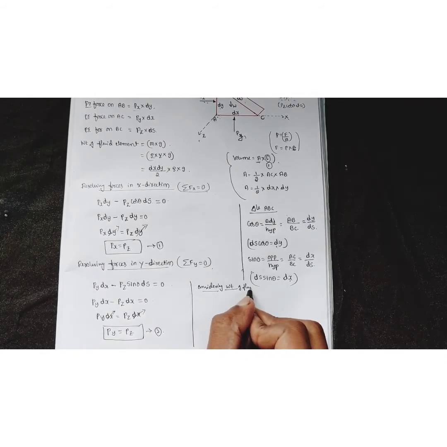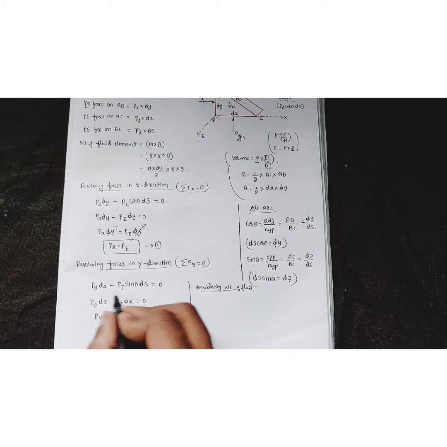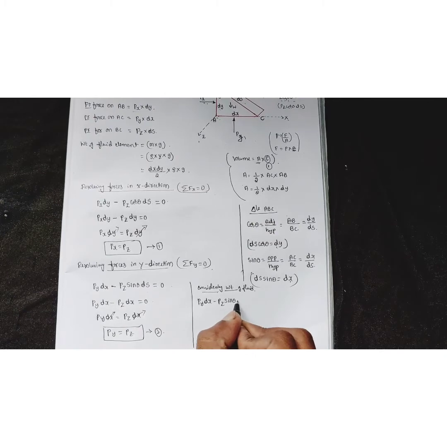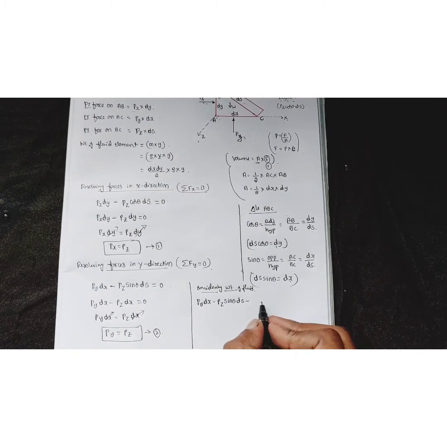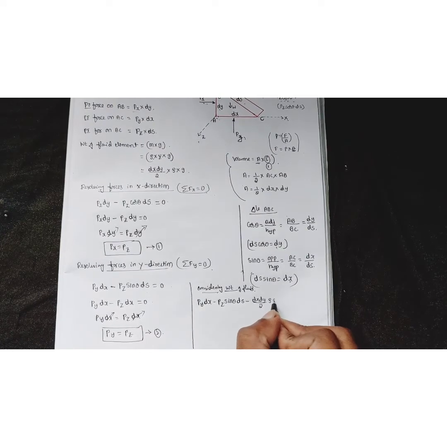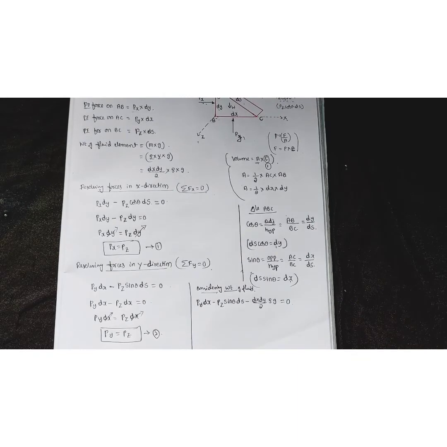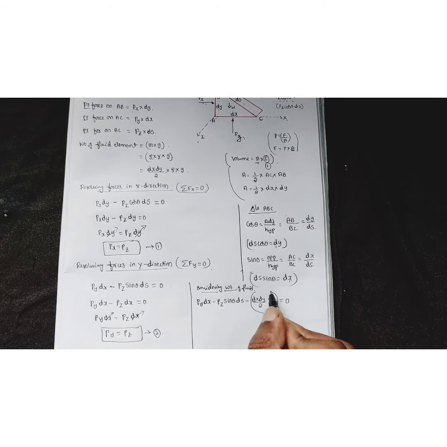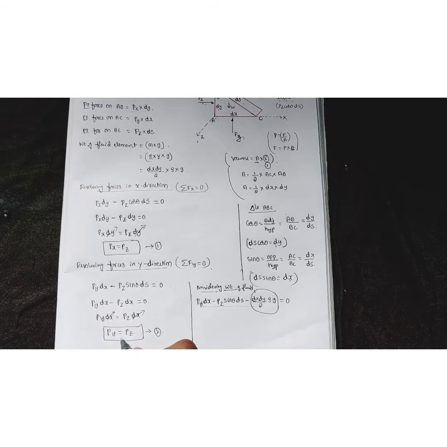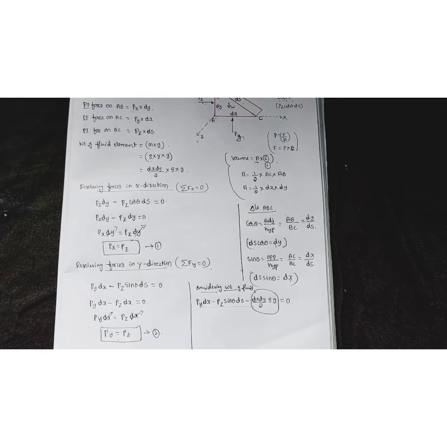Here we can do the same thing: Py dx minus Pz sin theta ds minus the weight of the fluid element that we have derived as dx dy by 2 into rho g is equal to 0. Since the element we have considered is very small, its weight is very small, so we are just neglecting this one. Hence we are carrying out the derivation by considering these two terms itself, and we are getting Py is equal to Pz. So this is about the derivation.